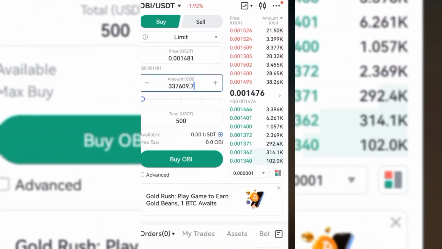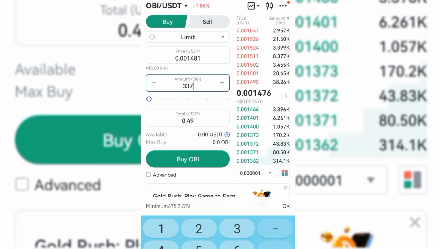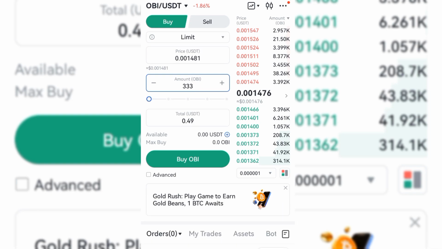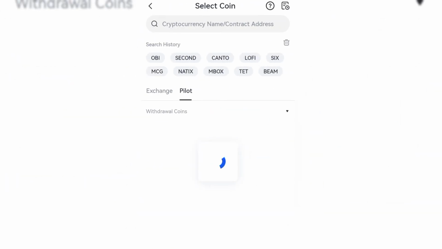Now this is the exchange where you are going to be buying OB is a boy. So first of all, if you buy this OB is a boy, you are going to be pushing it out. Let's say about 300 OB right here on this particular platform, and this should be your fee, about 0.4 cents, almost 50 cents. Now let's go and see if we can withdraw OB.